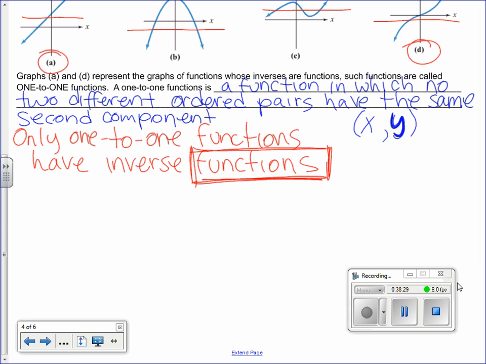And what I was saying before, any function could have an inverse, but not all of those are functions. Only one-to-one functions have inverses that are functions. Any questions so far? Anything that you would like me to repeat, clarify? Don't be shy.